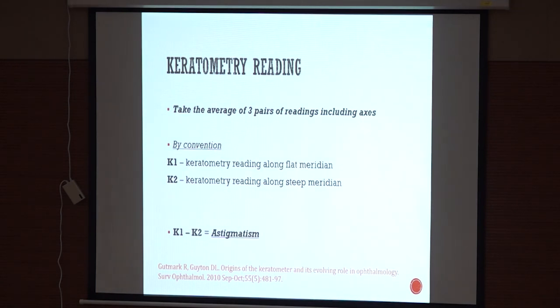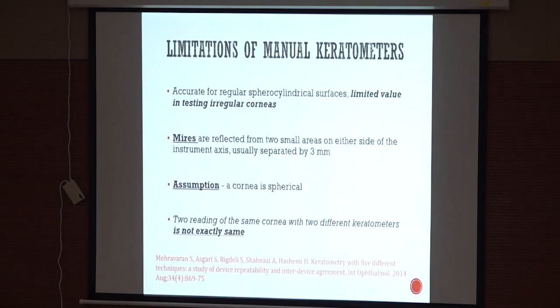By convention, K1 would mean the keratometry reading along the flatter meridian and K2 would mean the keratometry reading along the steeper meridian. The difference between the keratometry readings would give you your astigmatism. It is imperative to know that you should take at least an average of 3 readings along with your axes to come to a final keratometry reading while you are doing your manual keratometry.